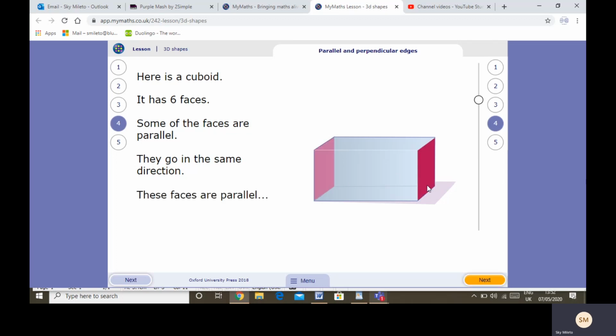Okay, so these two are parallel because they're facing each other. These two. And I'm hoping you guess it, the front and the back. They're all parallel.